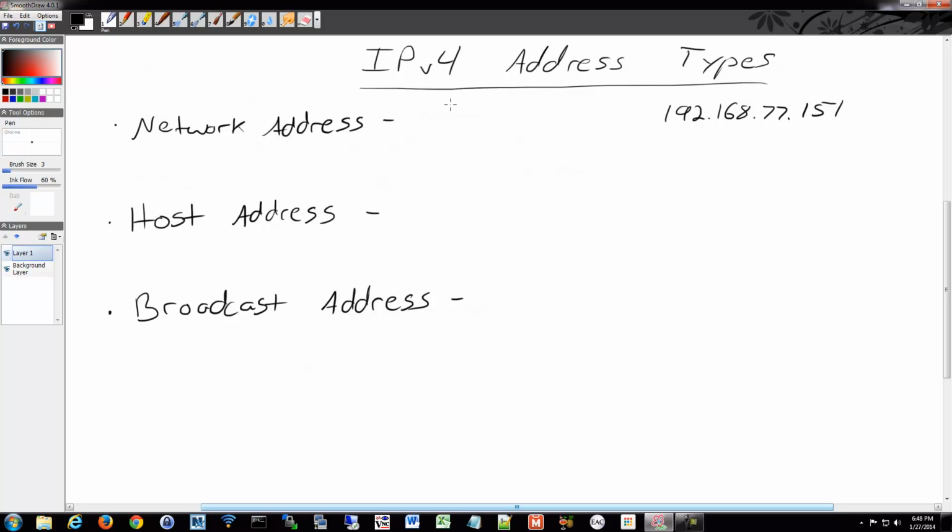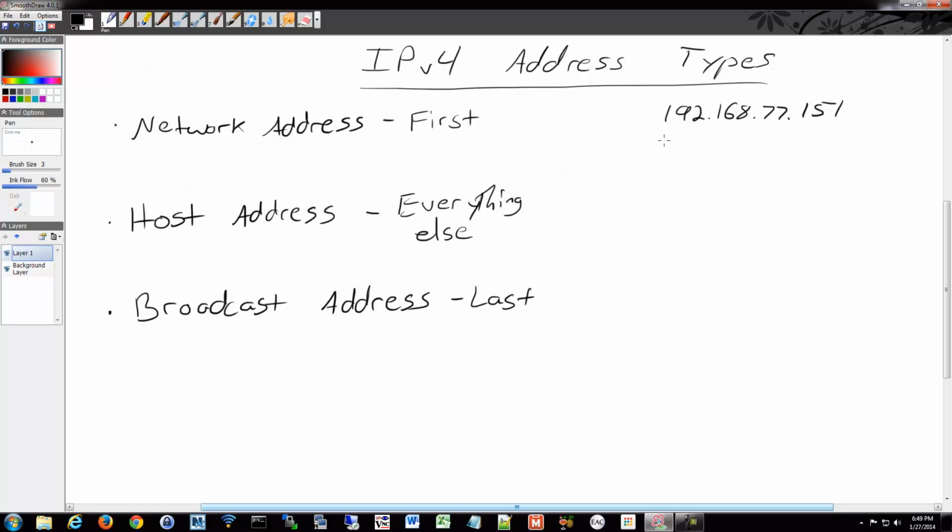The network address is your first IP address, and the broadcast address is your last IP. So let's put that down, and I'll show you how that makes more sense. First and last addresses, and then the host addresses are everything else, everything in between the first and last addresses.